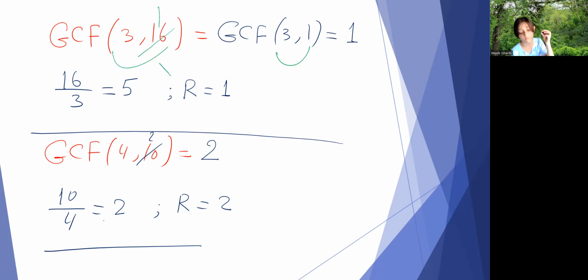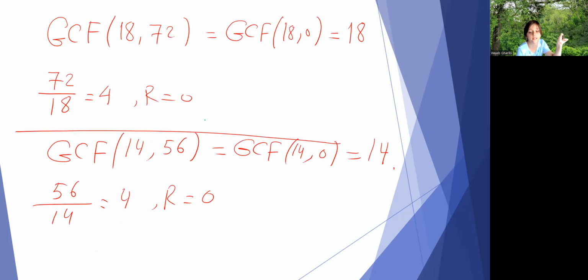What is the greatest common factor of 4 and 10? Which is the biggest number here? 10. Divide 10 by 4. What was the result? 2. What is the remainder? 2. So what is the greatest common factor of 4 and 2? It is 2. Got the idea?